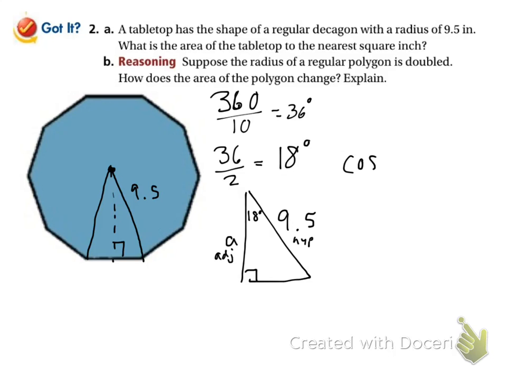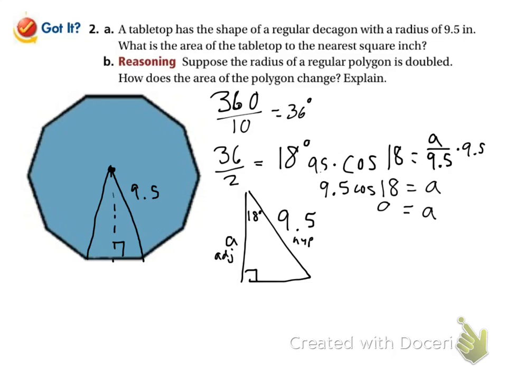So the cosine of 18 is equal to adjacent over hypotenuse. So A over 9.5. So I multiply by 9.5. So we get 9.5 cosine 18 is equal to A, which if I do on a calculator, we'll just call it 9. So our apothem's 9.